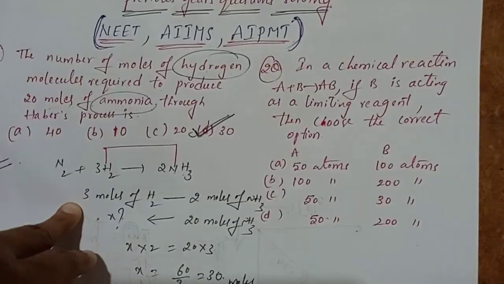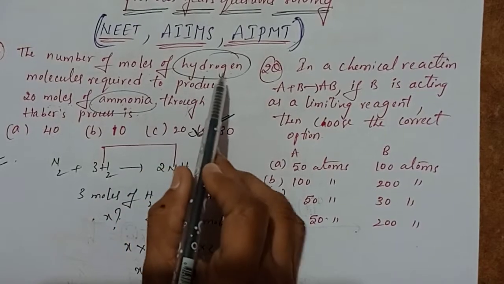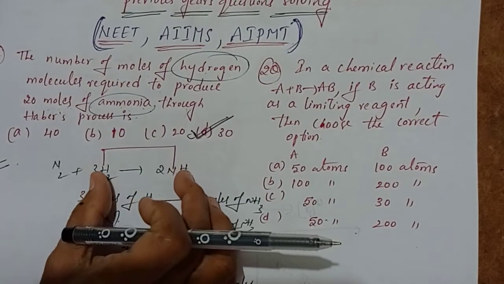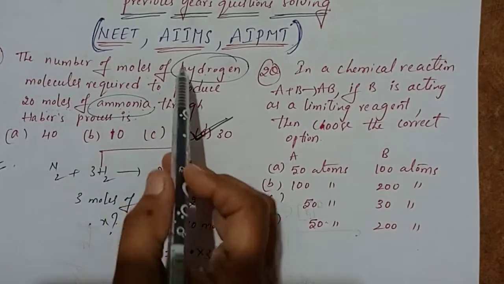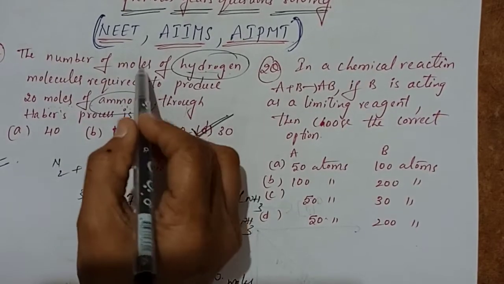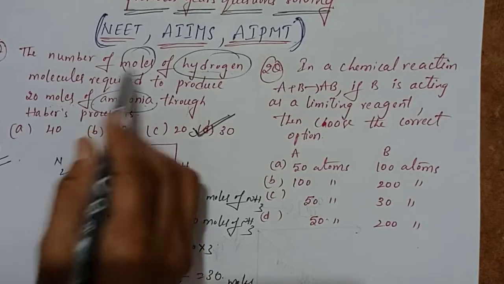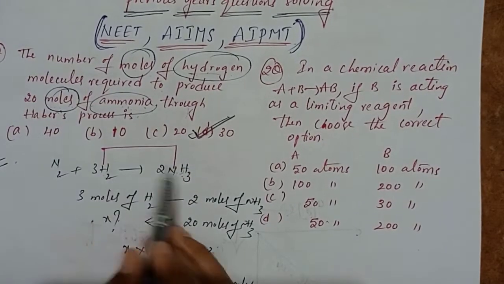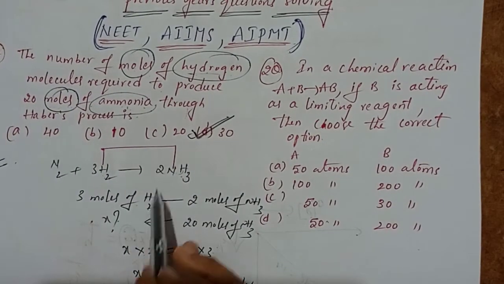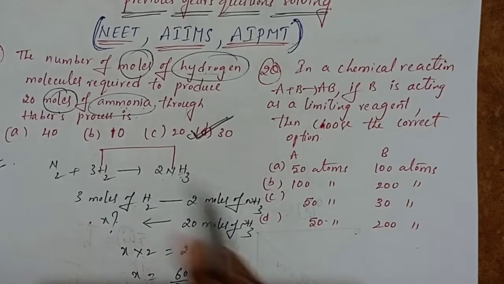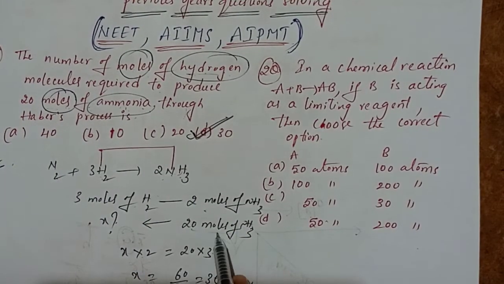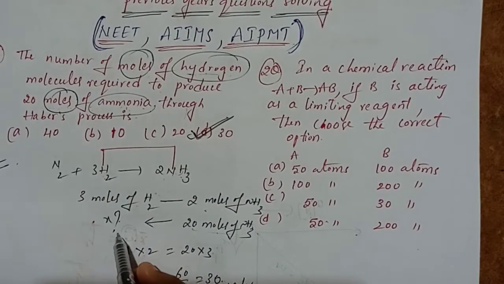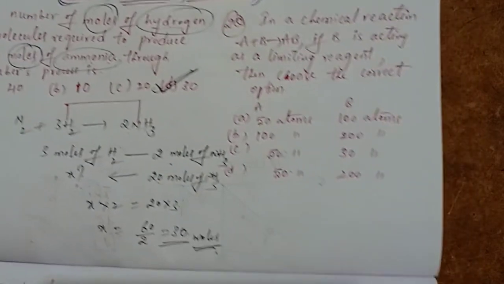Just see, students, in the question hydrogen and ammonia are given, so you have to think about only these two. This nitrogen, you don't need to think about. Moles are given and moles are asked. According to the equation, 3 moles of H2 produces 2 moles of ammonia. To produce 20 moles of ammonia, how many moles of hydrogen are required? Clear, students? This is the first problem.